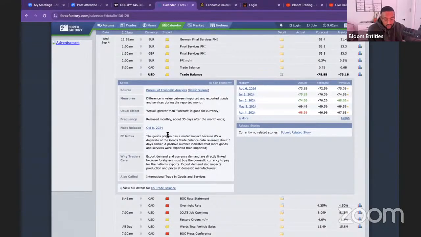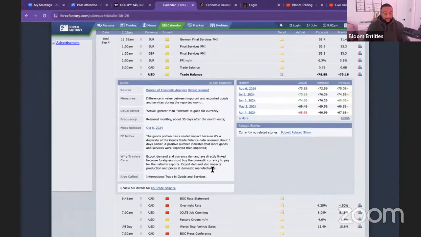Forex Factory notes the goods portion has a muted impact because it's a duplicate of the goods trade balance data released about 5 days earlier. So we had goods trade balance last week, and now we have trade balance. A positive number indicates that more goods and services were exported than imported. Why traders care? Export demand and currency demand are directly linked because foreigners must buy the domestic currency to pay for the nation's exports. Export demand also impacts production and prices at domestic manufacturers.